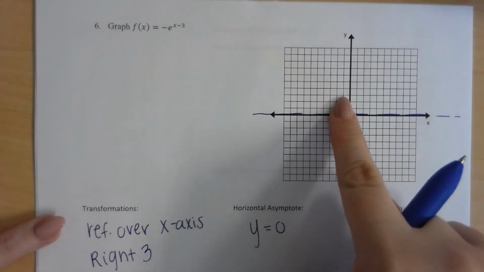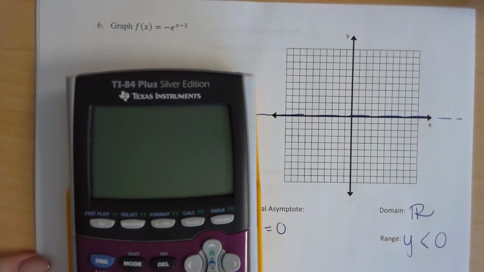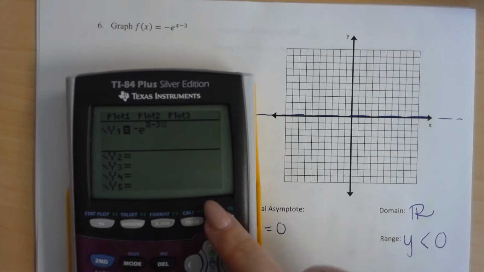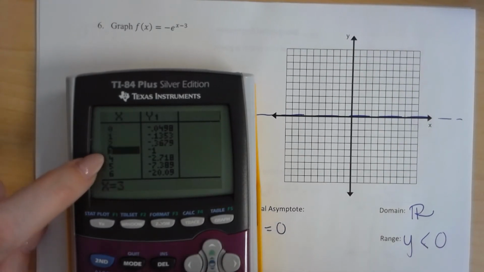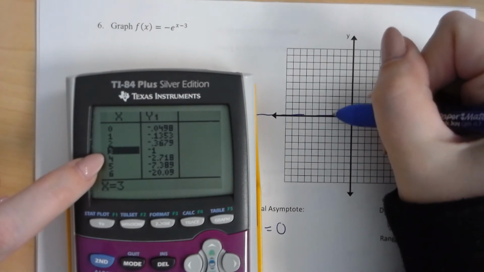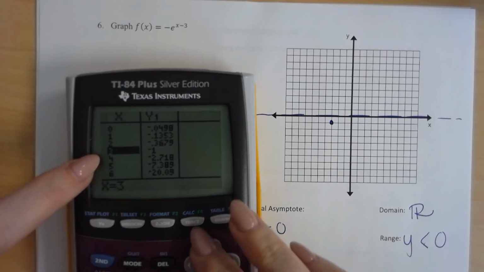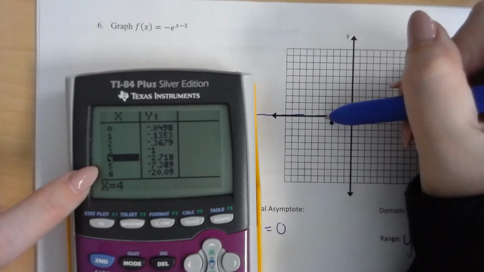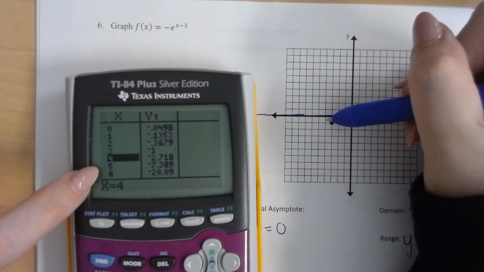Okay, now to get our graph here, we're just going to use our calculator and find some points. So we're going to go to y equals, and we're going to plug in our graph: negative e to the x minus 3. We're going to go to our table of values here, and we're going to pick up some values. So we've got 3, -1. That seems like an easy one to graph. Okay, 4, -2.7, so a little bit over, almost -3.